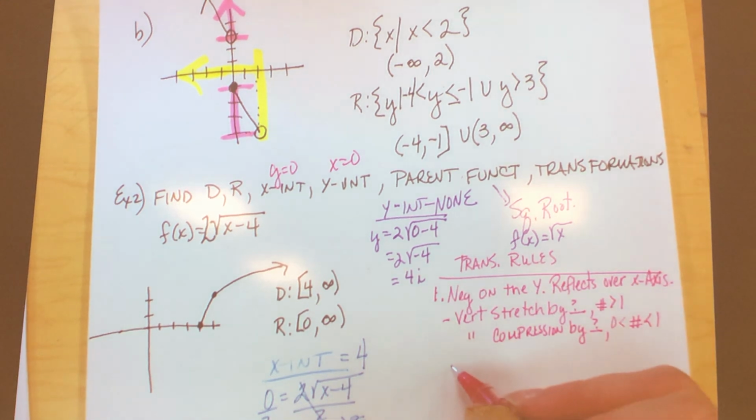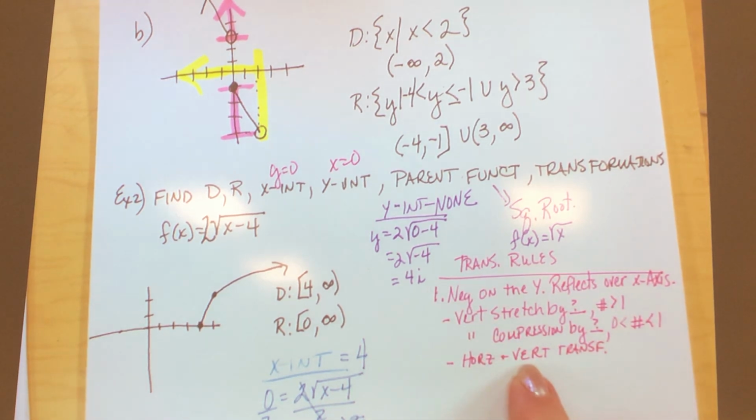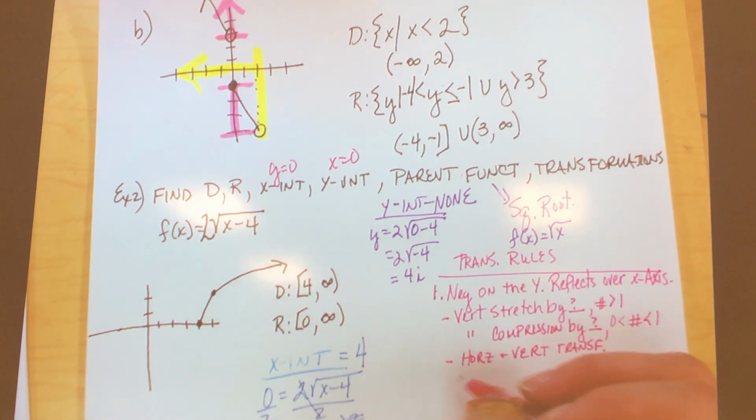And then you would do horizontal and vertical transformations. I don't care about the order of them. Remember that if it's with an X, it moves it left or right, opposite of what you think. If it's not with an X, it's a Y, and it moves it up or down, just like you think. Does everybody understand?